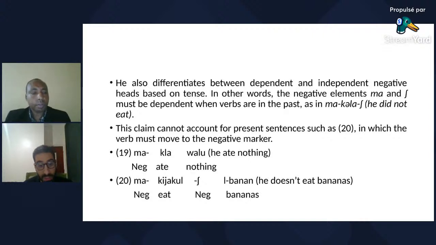Okay, it's the present. Although it's the present, we have a complex structure here, which means كياكل moves from V to sh and from sh to neg. So there is movement here. Okay, there is movement here. So tense doesn't play any role to say, oh, this is dependent or independent.